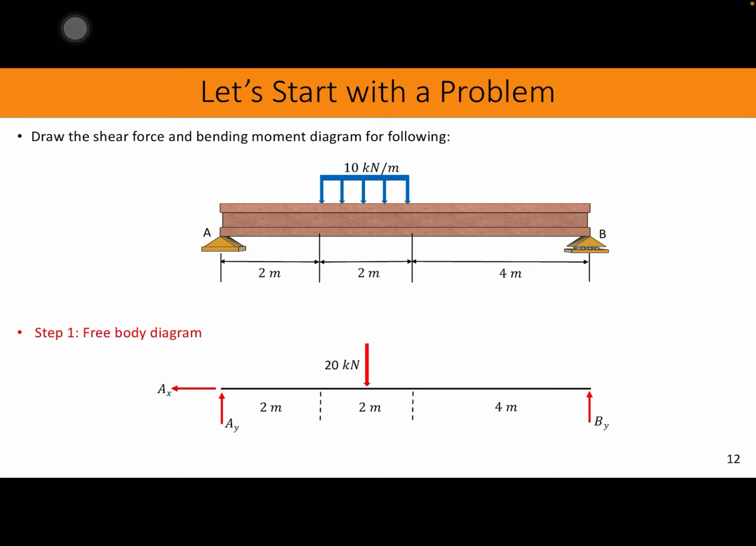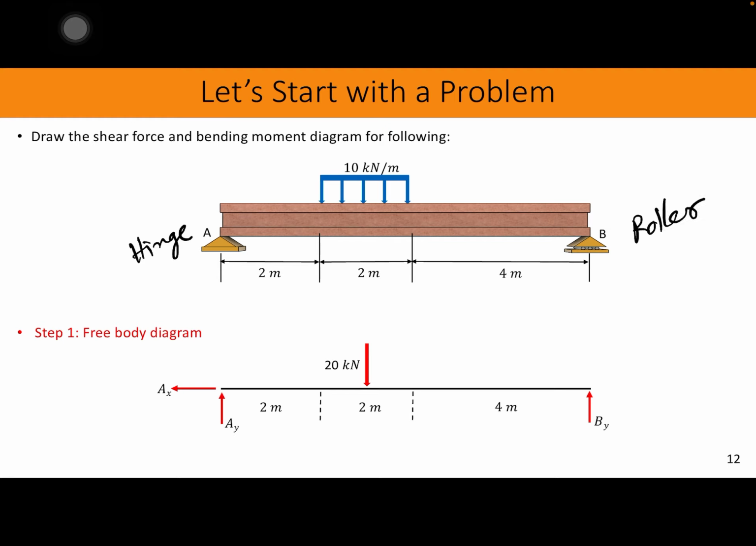Let's take a quick problem and try to solve it, and learn how to draw the shear force and bending moment diagram. For this particular problem, this is a beam with two different supports. Point A is a hinge support, and point B is a roller support.